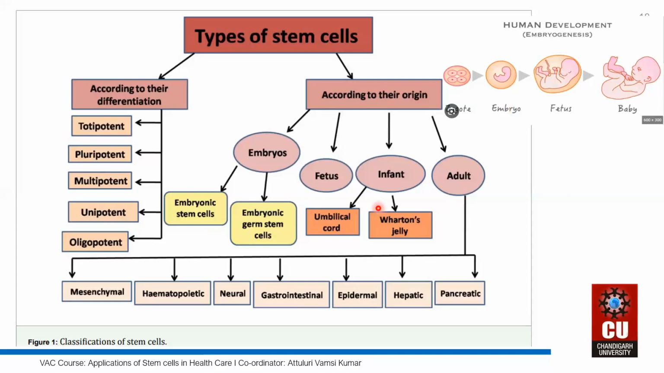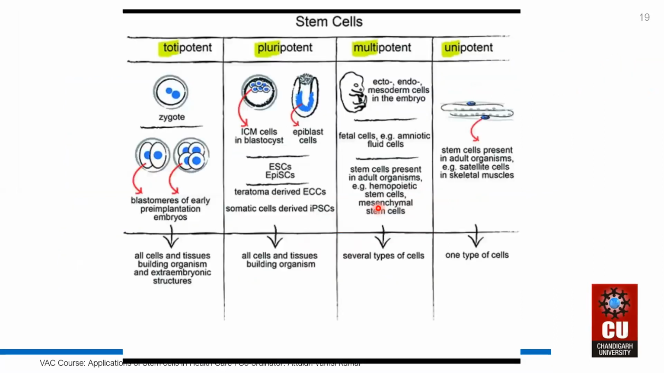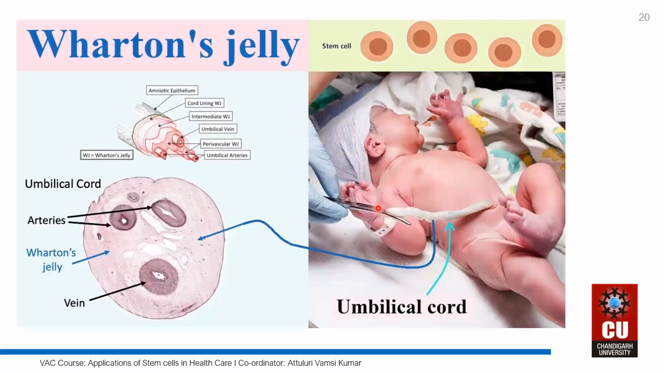whatever it is, we will discard the umbilical cord. Am I correct? We will discard the placenta and umbilical cord after the birth of the baby. So why discard it, when that umbilical cord has valuable stem cells? Let us preserve the stem cells. They might be useful in the future. That is the idea of collecting umbilical cord stem cells.